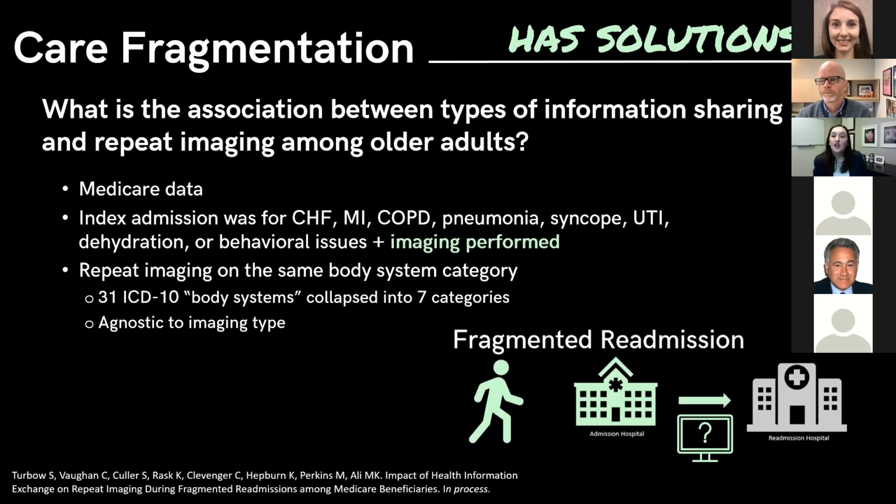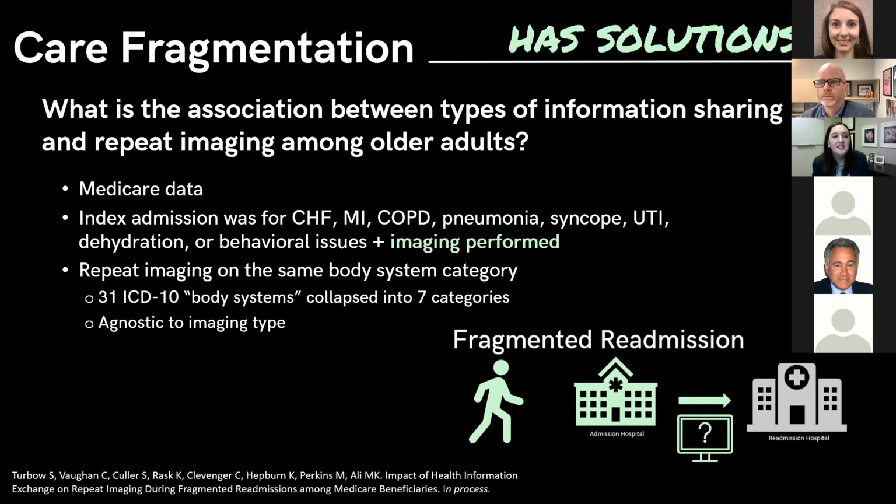This is another ongoing study looking at the odds of repeat imaging on the same body system category. So in case you're not familiar with how ICD-10 codes radiology procedures, they have 31 different body systems, which we collapsed into 7 body system categories. These are pretty big categories. So we're talking head, chest, abdomen, etc. And for this study, we were agnostic to imaging type.